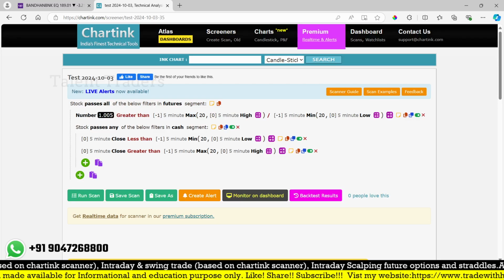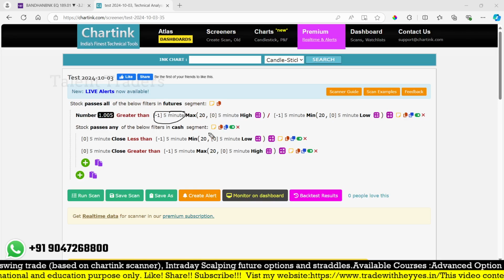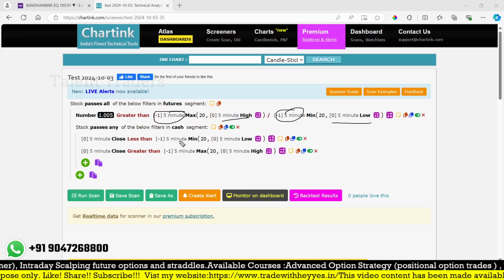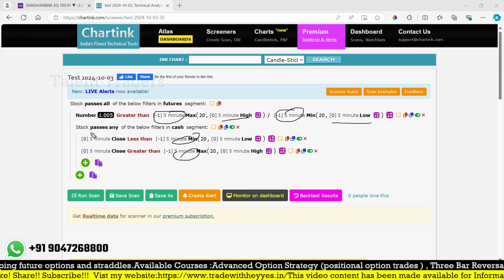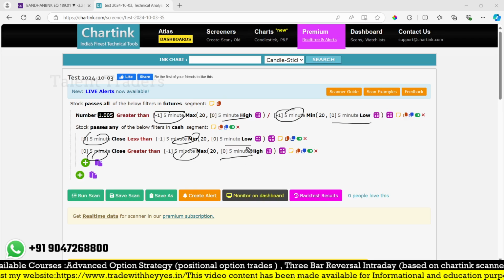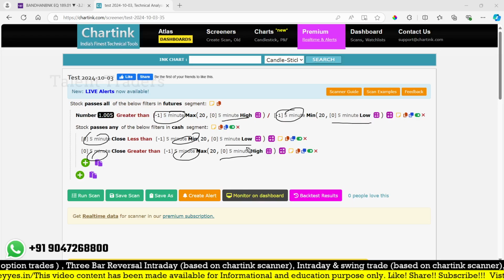Same like that, wherever the 5 minutes time frame is, you should change it to 15 minutes. So here and here this will be automatically changed. Then this will be working for 15 minutes. But if you are looking at a 20 candle consolidation on a 15 minutes time frame, then you have to wait for 15 minutes candles.